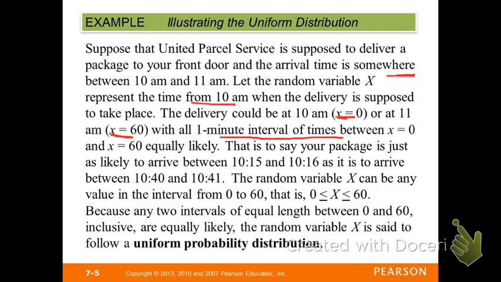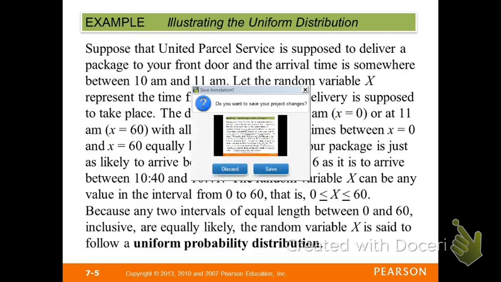That is to say, your package is just as likely to arrive between 10:15 and 10:16 as it is to arrive between 10:40 and 10:41. So, with all those 1 minute intervals equally likely, the random variable x can be any value in the interval from 0 to 60. Because any two intervals of equal length between 0 and 60 inclusive are equally likely, the random variable x is said to follow a uniform probability distribution. And now we can begin to answer questions on the probability of a particular event occurring.